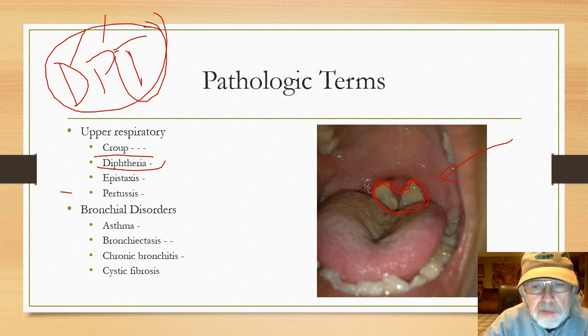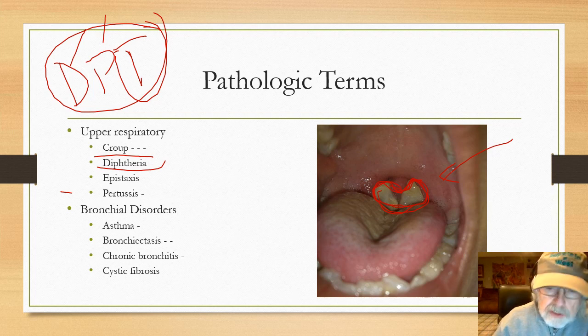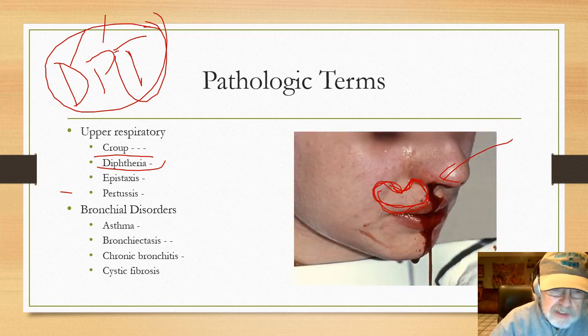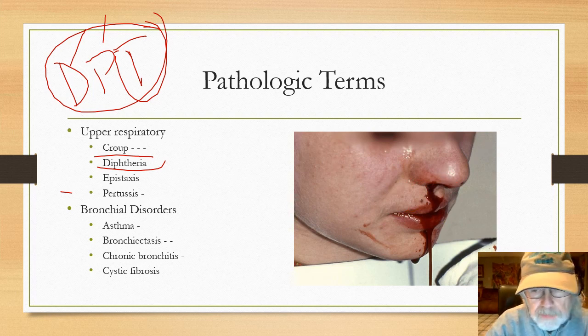But it's a bacterial infection that involves the back of the throat. There's a lot of pus and a lot of membrane that forms back there, which actually occludes the airway. That's diphtheria. Epistaxis, this is epistaxis. Epistaxis is just another word that means a nosebleed. So when people have a nosebleed, it's called epistaxis.